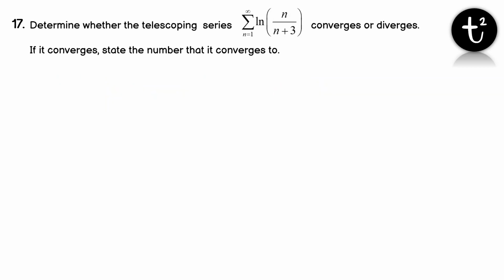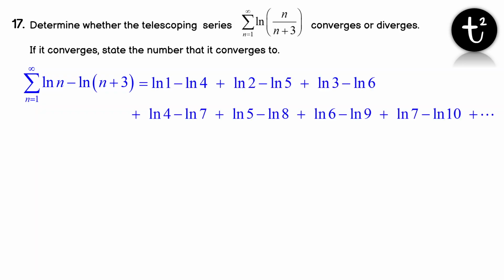All right, number 17 wants us to determine whether the telescoping series, here we have the sum going from 1 to infinity of natural log of n divided by n plus 3, converges or diverges. So the first thing I'm going to do is just expand that logarithm. Natural log of n over n plus 3 can be written as natural log of n minus the natural log of n plus 3. And so in order to use the telescoping series, I'm going to need to write out the first several terms of this series.